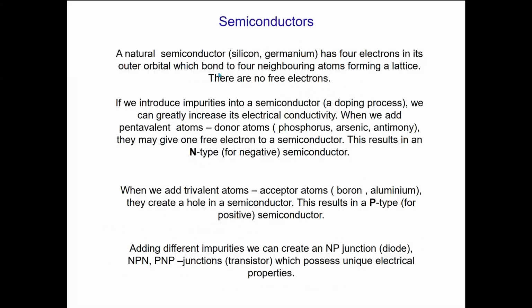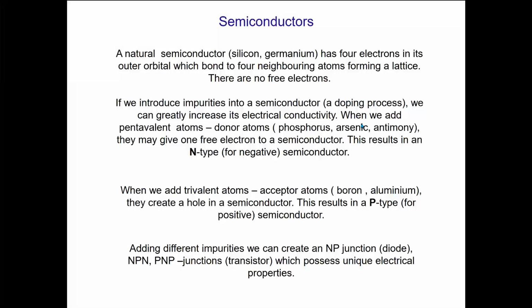Now, examples of natural semiconductors are silicon or germanium, and they all have 4 electrons in the outer orbital. And these electrons bond to 4 neighboring atoms, forming a lattice. There are no free electrons. Okay? But if we introduce impurities into a semiconductor, which is called a doping process, we can greatly increase the electrical conductivity of semiconductors. Natural semiconductors now are called doped semiconductors.